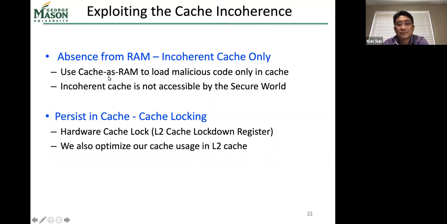Think about the BIOS. When the BIOS first boots up the system, the RAM is not enabled yet. Actually, the BIOS uses the cache as the RAM. They use the cache to simulate the RAM to run their code directly in the cache. In this way, we use cache as RAM to load this malicious code only in the cache, so it will not be saved in the RAM. And we can also use cache locking to lock this malicious code in the level 2 cache.